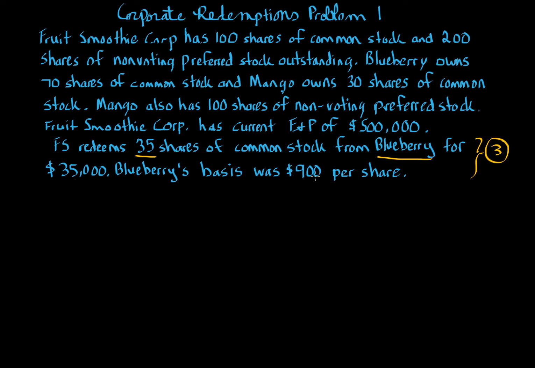Again, complete termination and partial liquidation fail for the reasons described above, because Blueberry still owns stock after and there's no partial liquidation plan. So test 1, substantially disproportionate. We have to meet the 3 tests. The after percentage has to be less than 50%. And by the way, earlier, in the first variation, if I had the wrong sign there, it's supposed to be after percentage less than 50%, not greater than or equal to 50%.